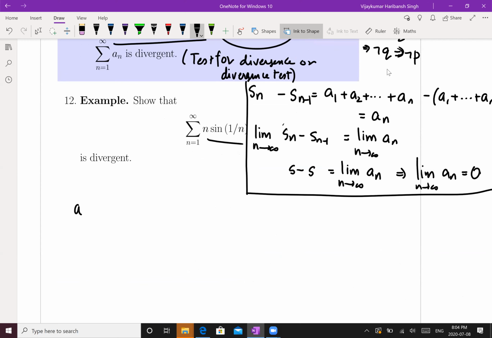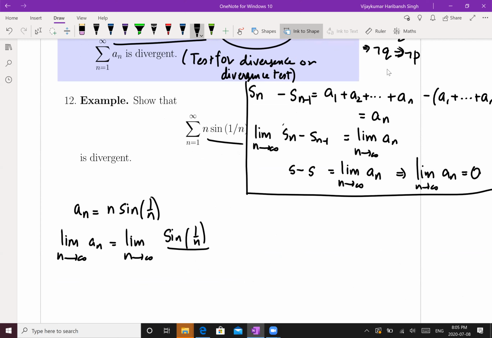So here your a_n is n sine 1 over n. Now, what is the limit as n goes to infinity of a_n? We have the limit as n goes to infinity of sine of 1 over n, divided by 1 over n. And this limit is what? 1, which is not 0. Therefore, the summation n equals 1 to infinity of n sine 1 over n diverges.